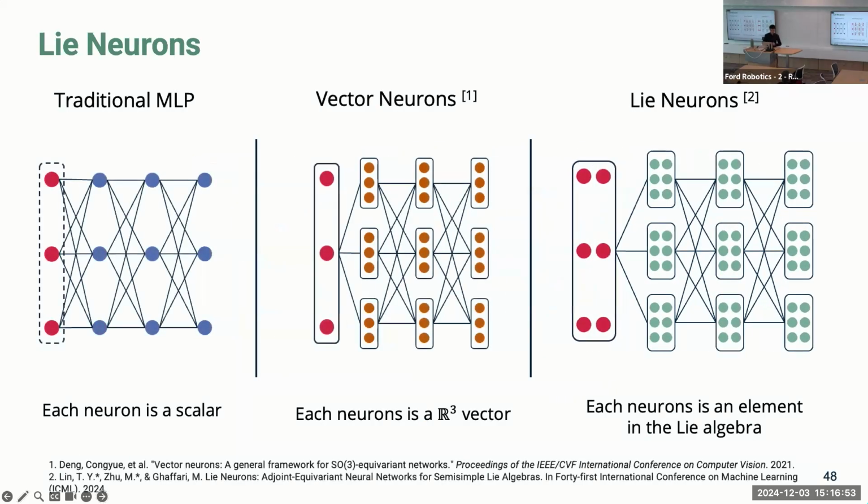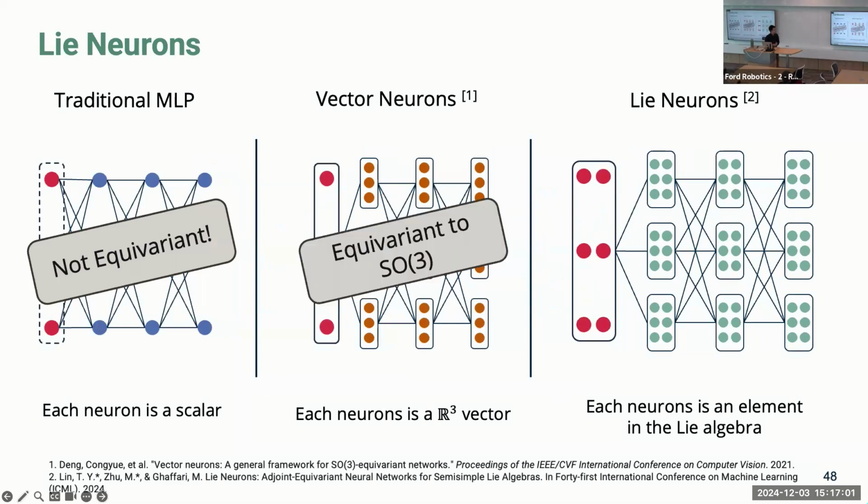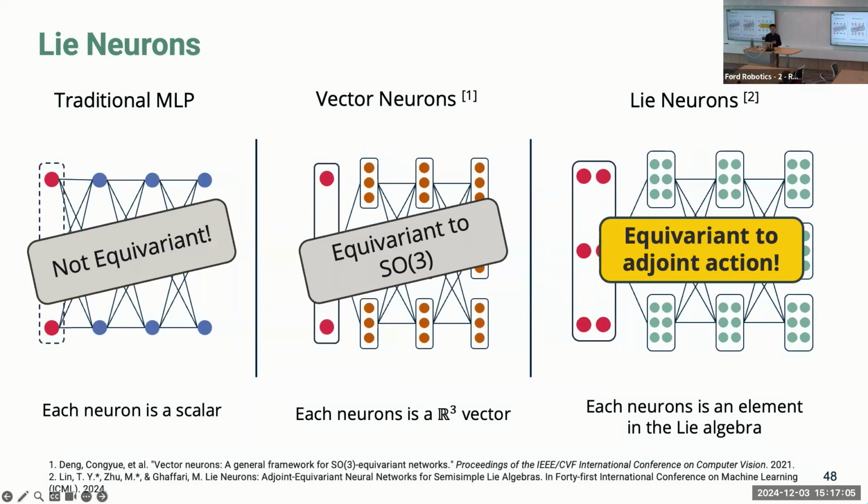So, a very quick summary. Traditional MLP is not equivariant at all because the geometric information gets mixed together. Vector neurons are equivariant to SO3. Lie neurons are equivariant to the adjoint action. I want to point out that when we work with SO3, Lie neurons become vector neurons with additional modules that we propose. So Lie neurons is a superset of vector neurons.